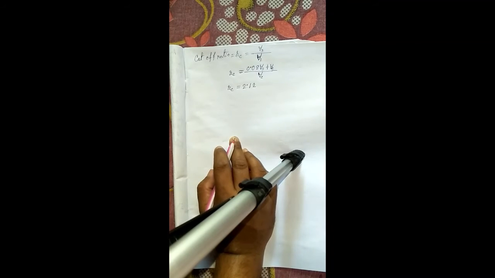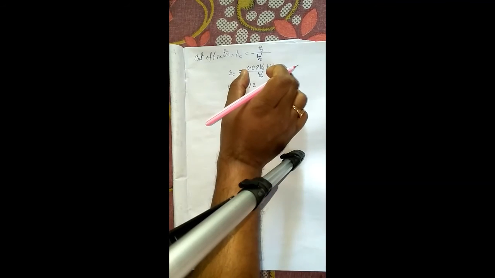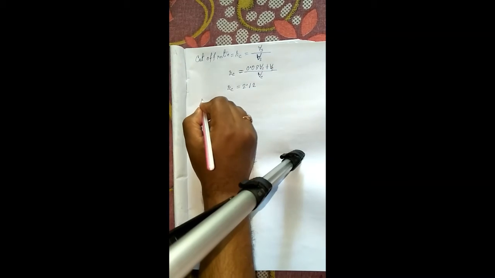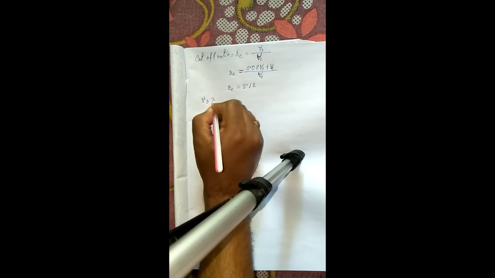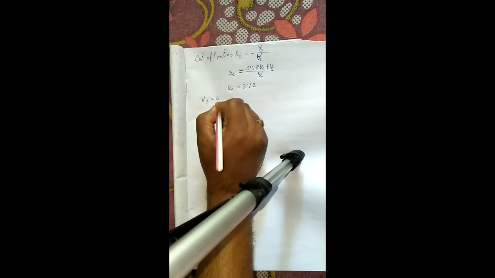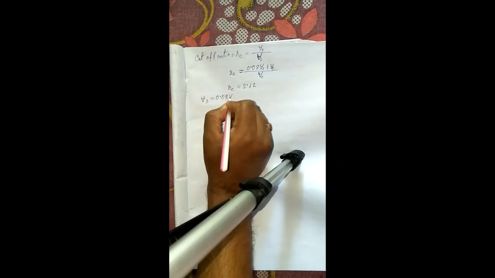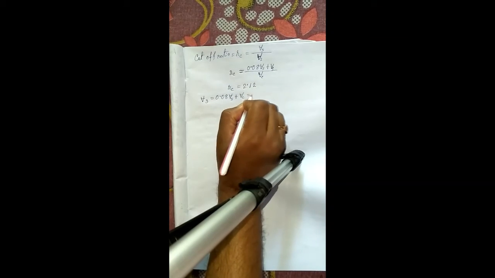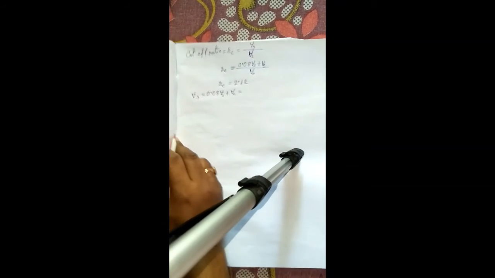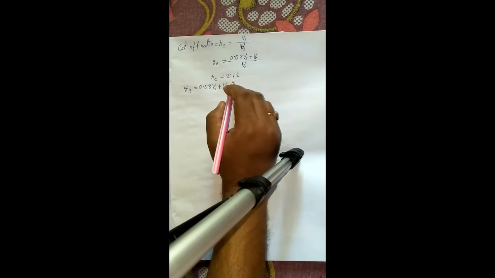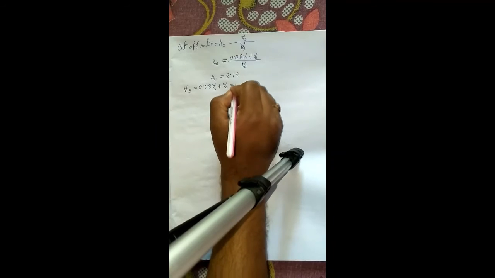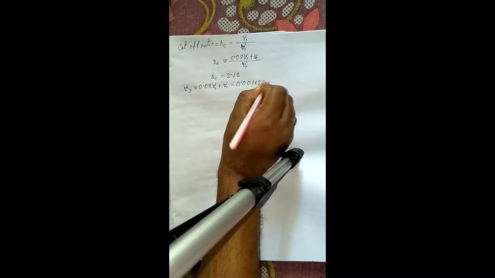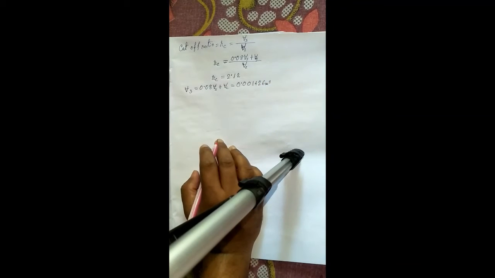Also, from this relation, V3 is equal to 8% of stroke, that means 0.08 into stroke volume, plus Vc. We can find the value of V3, that is 0.001426 meter cube. This is the value of V3.